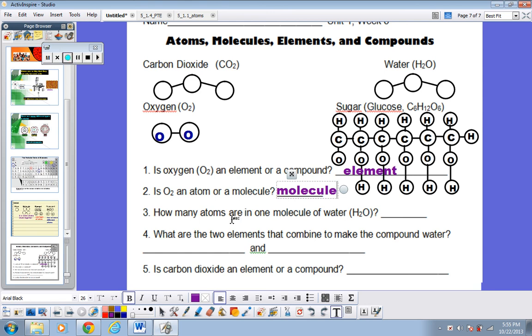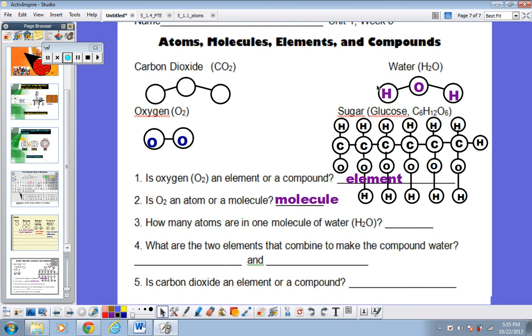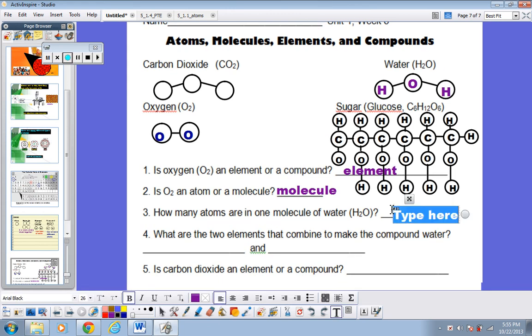Number 3, how many atoms are in one molecule of water? All right, water's up here. Water is H stuck to O stuck to H. So if I count all atoms, I have 1 here, 1 atom, 2 atoms, 3 atoms. So how many atoms are in one molecule of water? I have 3 atoms.